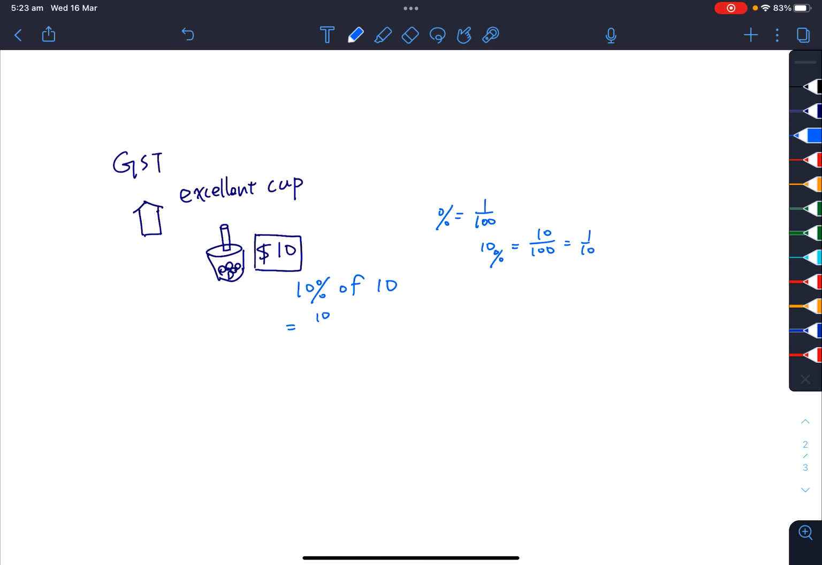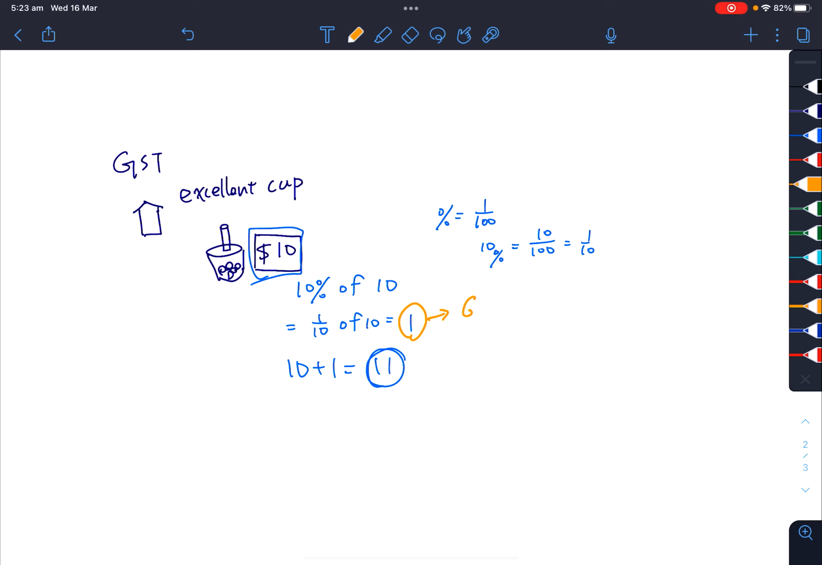Right? So it means you need to pay extra is 1 over 10 of 10 equal to $1. So total money you need to pay is $10 plus $1 equal to $11. You need to pay so much, not only $10. The $1 we give it a name, we call it GST.